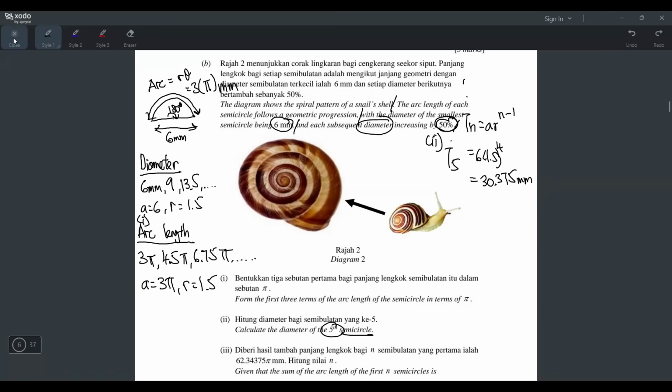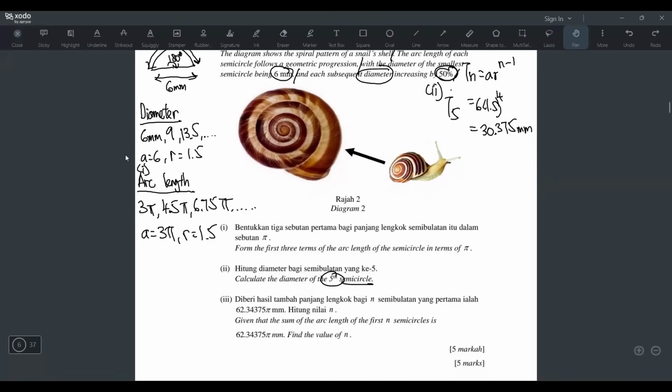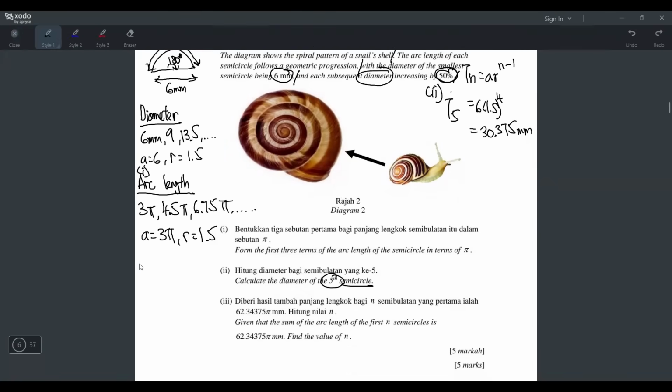Okay, let's do number 3 now. This is the last question. So let me scroll down a bit. Okay, and I'll do it here. Number 3. Given that the sum of arc length of the first n semicircles is this, find the value of n. This 62.34375 is actually the sum of the arc lengths for the first n semicircles.